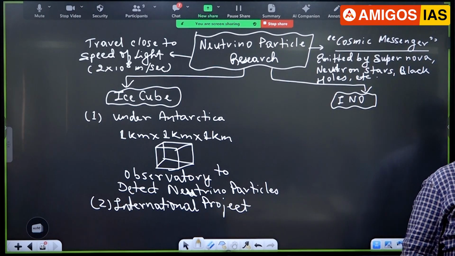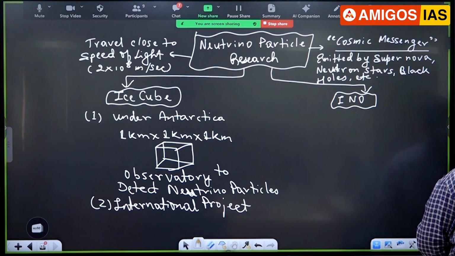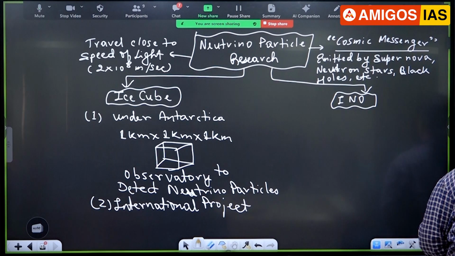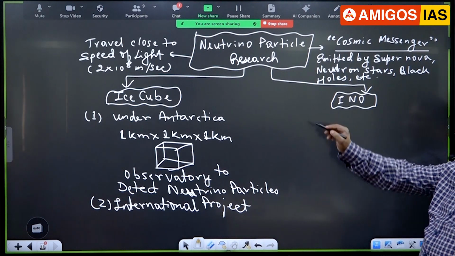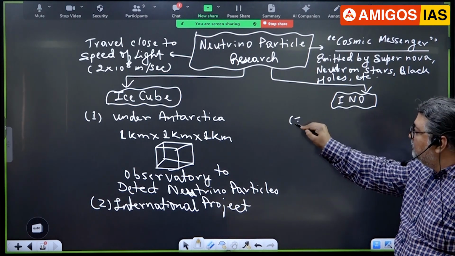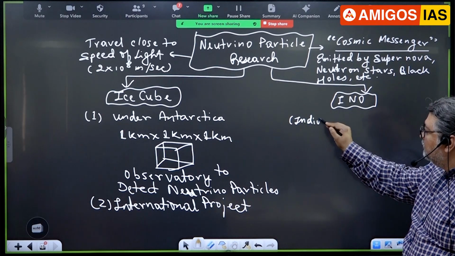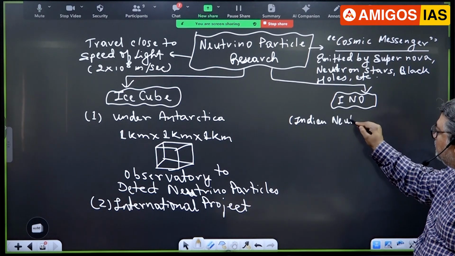INO. That is the Indian Neutrino Particle Observatory. Right? Indian Neutrino Particle Observatory. Let me write here. It is an Indian neutrino particle observatory.